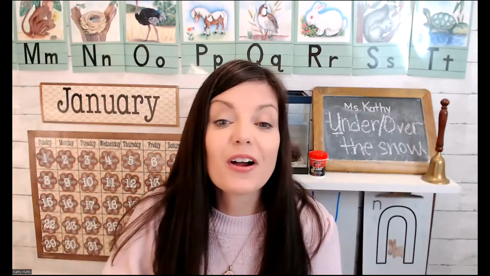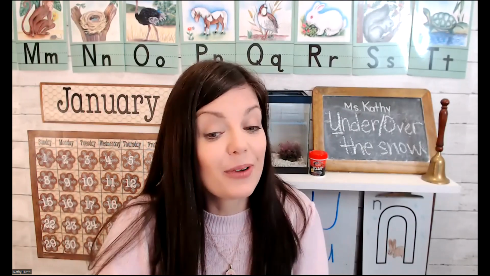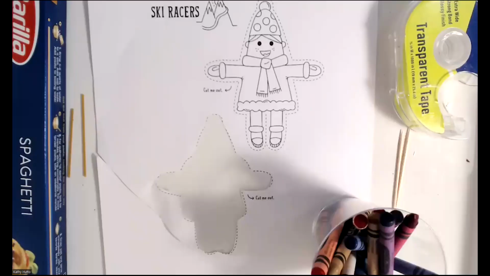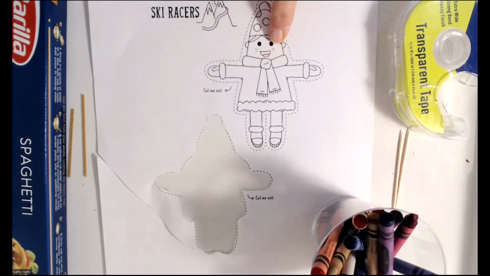Well, it's time for us to do something special for art. So let's head to the art table and we're going to make a little ski racer. For art today, we're going to make a ski racer. I'm going to put the link below, parents, so you can get a copy of the little people, or you could just draw your own.